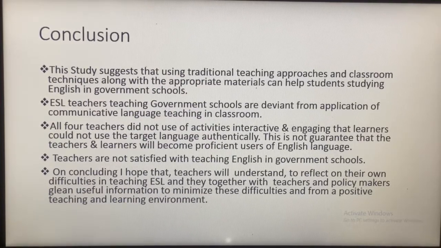ESL teachers teaching in government schools deviate from the application of communicative language teaching in the classroom. All four teachers did not use interactive and engaging activities, so learners could not use the target language authentically. It is not guaranteed that the teachers and learners will become proficient users of the English language. Also, the results showed teachers are not satisfied with teaching English in government schools. To conclude, I hope that teachers will reflect on their own difficulties in teaching English as a second language, and that together with policymakers they will glean useful information to minimize these difficulties and form a positive teaching and learning environment.